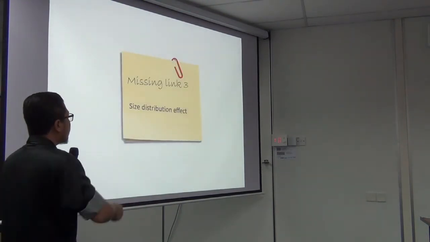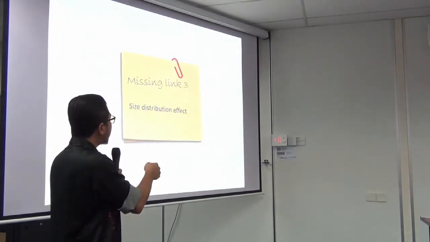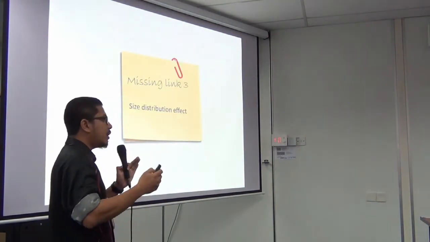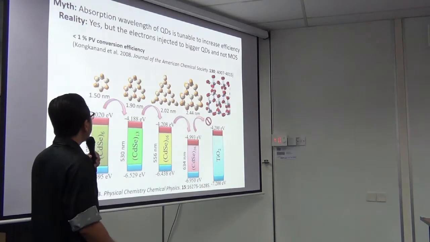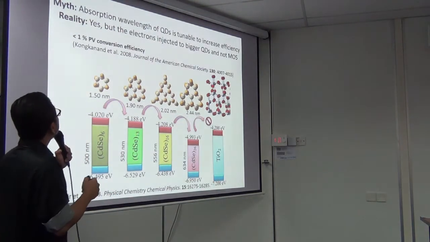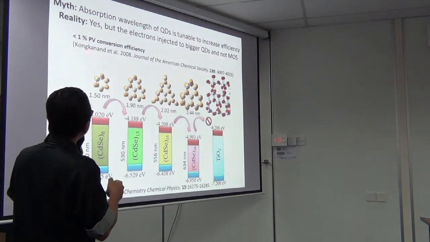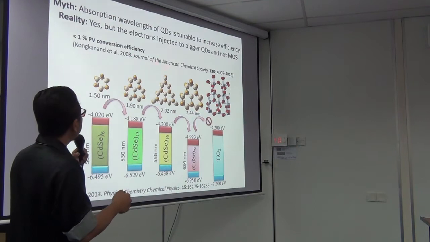This will lead to missing link number 3, which also leads to the problem of size distribution effect. So how do we widen our absorption cross-section? Now we could use this method. Somebody already did that, Kongkanand. I think this guy is from Thailand, in 2008. He presented his work in the Journal of the American Chemical Society.